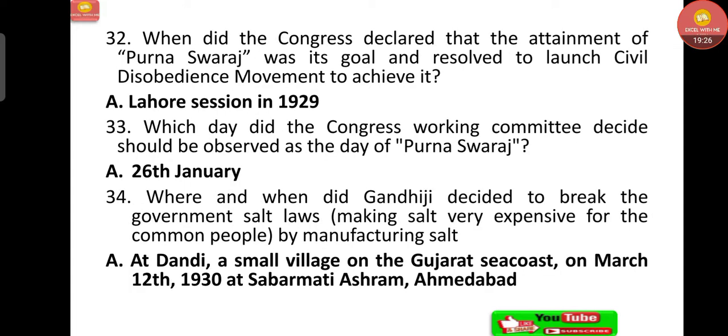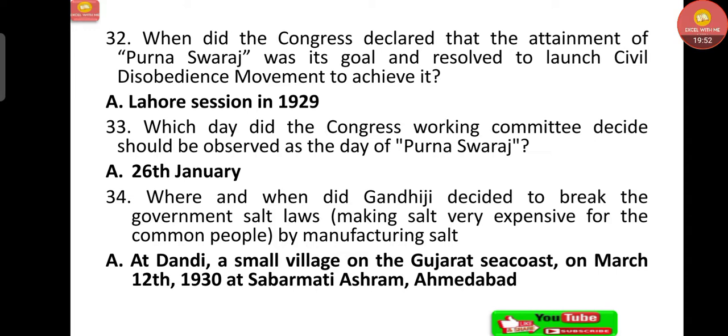When did the Congress declare that the attainment of Purna Swaraj was its goal and resolve to launch the Civil Disobedience Movement to achieve it? That was the Lahore session in 1929. Which day did the Congress Working Committee decide should be observed as the day of Purna Swaraj? That was 26th January.